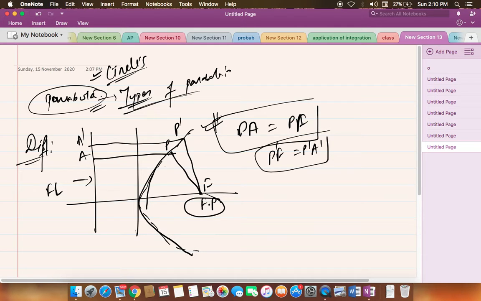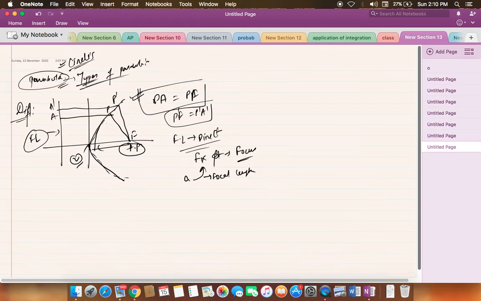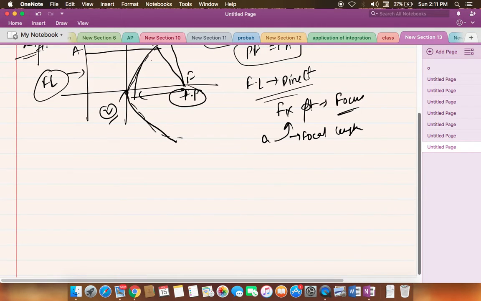Okay, and this fixed line is called the directrix, and the fixed point is called the focus. The length from the vertex, this is called the vertex, to the focus is called the focal length. Please copy these down, and after you have done this, next thing you have to copy the four types of parabola.